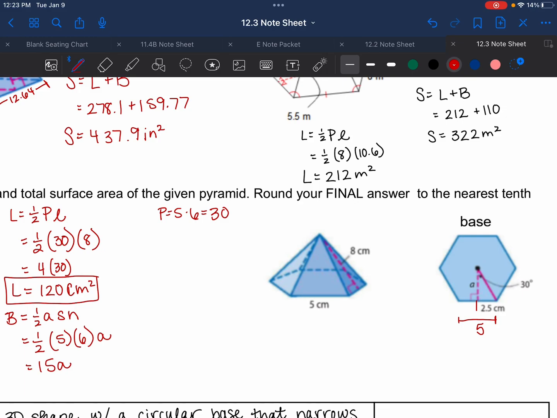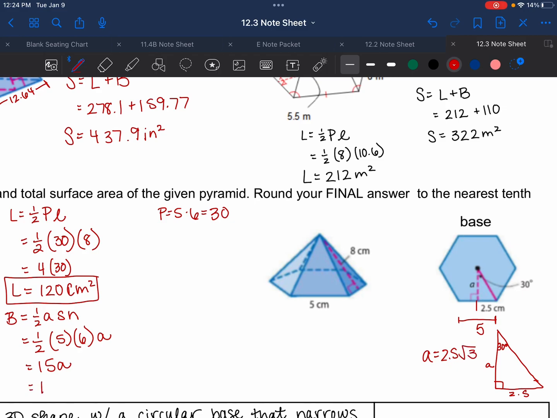To find our apothem, we have a right triangle here. You guys see that? This right triangle. We got 2.5. We've got our apothem A, and that's a 30-degree angle. So we could use tangent to find A, or it's a 30, 60, 90 triangle. So the short leg is opposite of the 30, so 2.5. The long leg is the short leg times square root of 3. So the apothem is the short leg times the square root of 3.